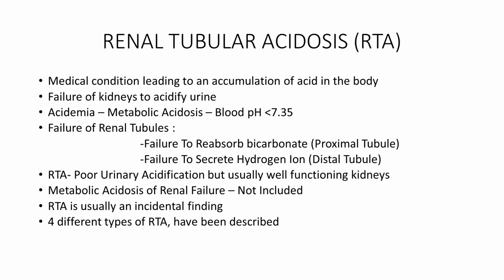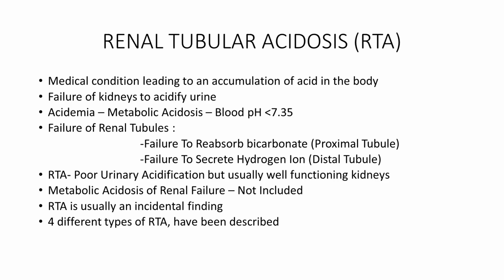Now, this failure of the kidney to acidify urine can be because of two reasons. Number one, failure to reabsorb bicarbonate, which is primarily the function of the proximal tubule. If bicarbonate is not reabsorbed, it will be lost in the urine and there will be acidosis. Or the secretion of hydrogen ion in the distal tubule. Hydrogen ion is one of the elements which helps in the elimination of the acid from the body. So if hydrogen is not secreted and passed into the urine, it again leads to accumulation of acid in the body.